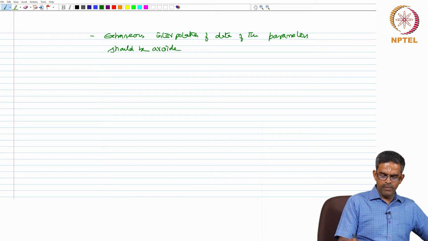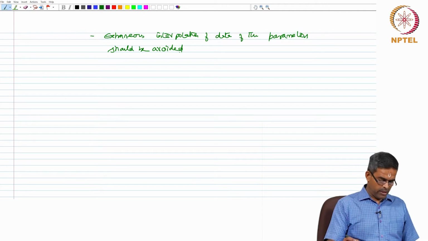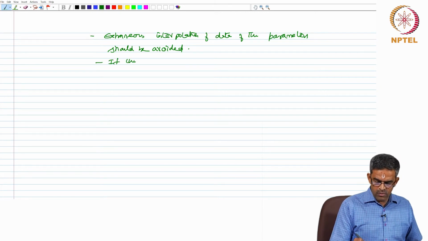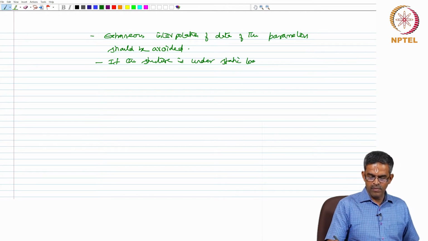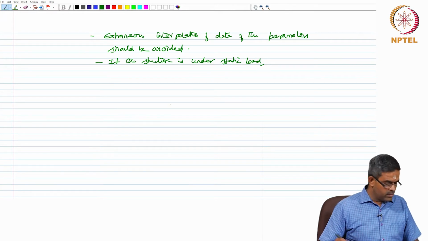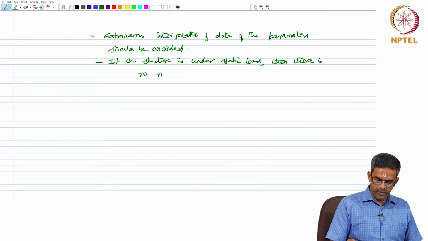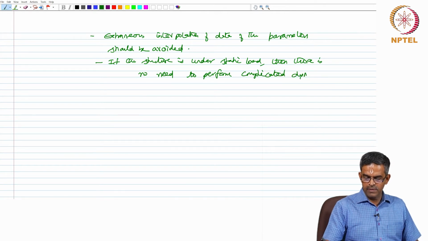Usually the analysis should be based on the accumulated or collected data and not on interpolated data. If the structure is under static load, then there is no need to perform complicated dynamic analysis.